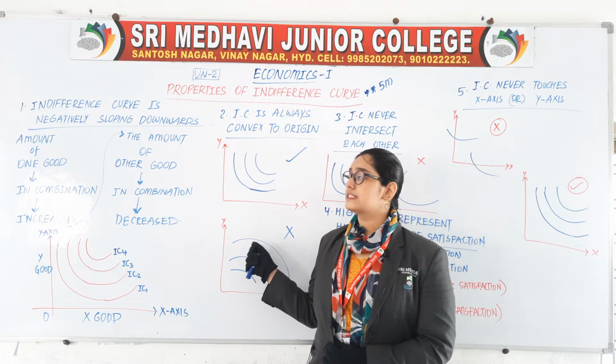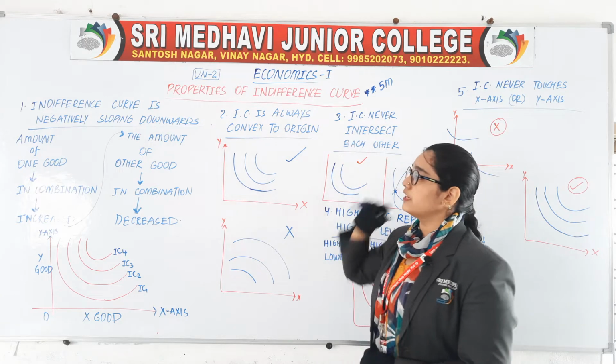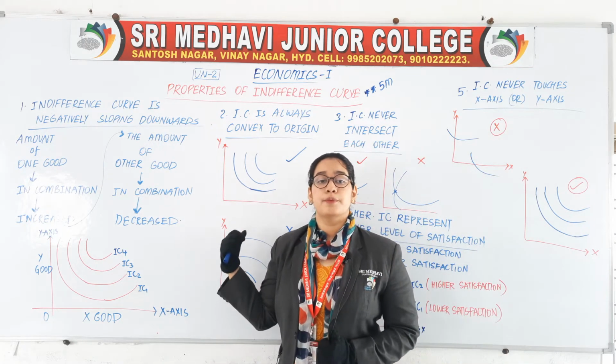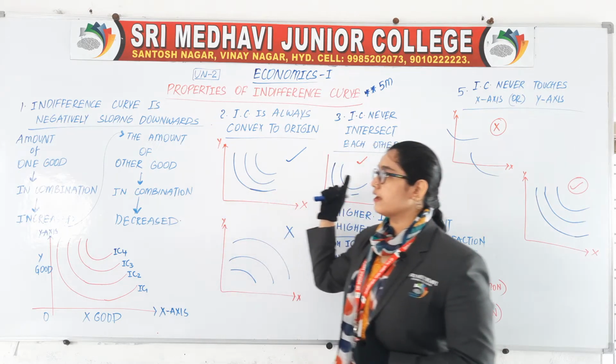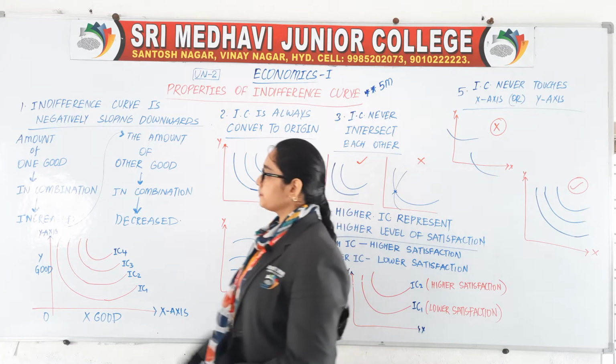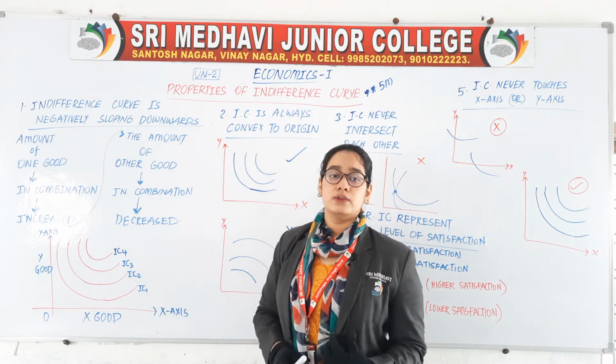So in today's class we will discuss what are the properties of indifference curve. Assumptions are done and this is properties. So there are nearly 5 properties of indifference curve. First one, indifference curve is negatively sloping downwards.